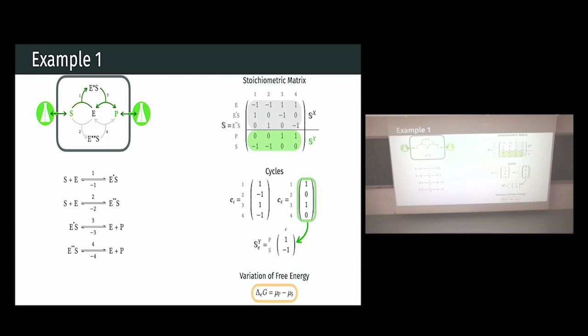You get S and E, the complex, you release E, and you get out P. So it's an effective reaction going from substrate to product. And the delta G of that reaction is, again, the difference between the chemical potential of the product and the chemical potential of the substrate.